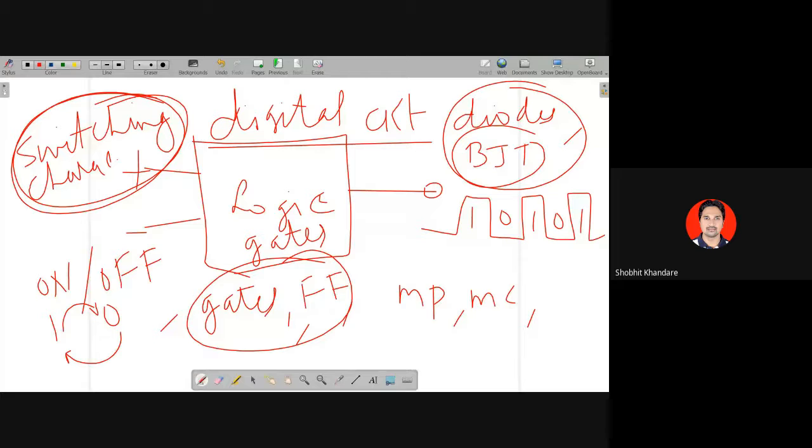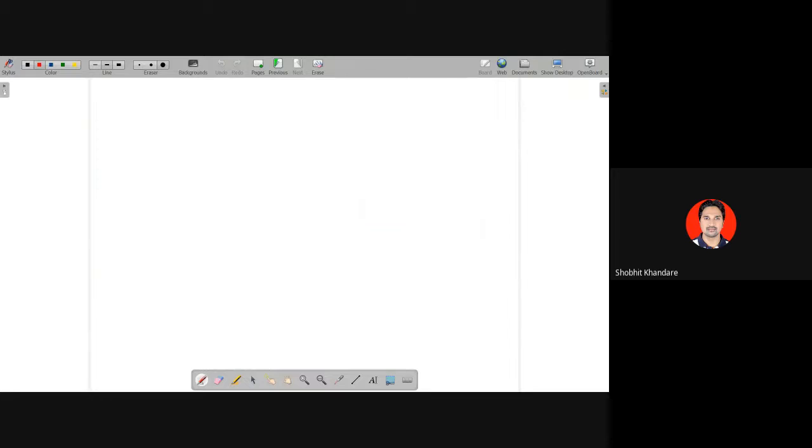So can I say your diode works as a switch? Yes, it works as a switch. Can I say your BJT works as a switch? Yes, it works as a switch. Okay, so to explain this in more detail, if I'm drawing the diode, all of you pay attention now.